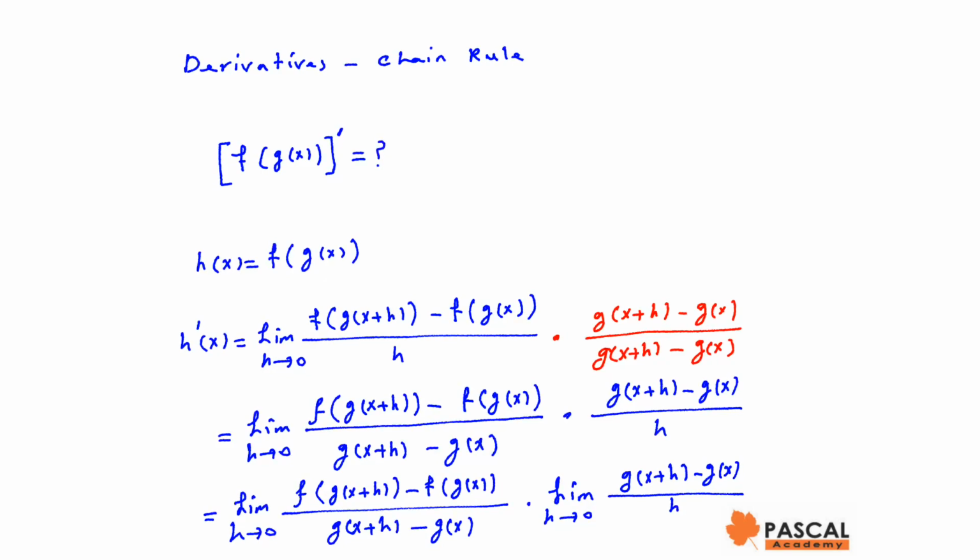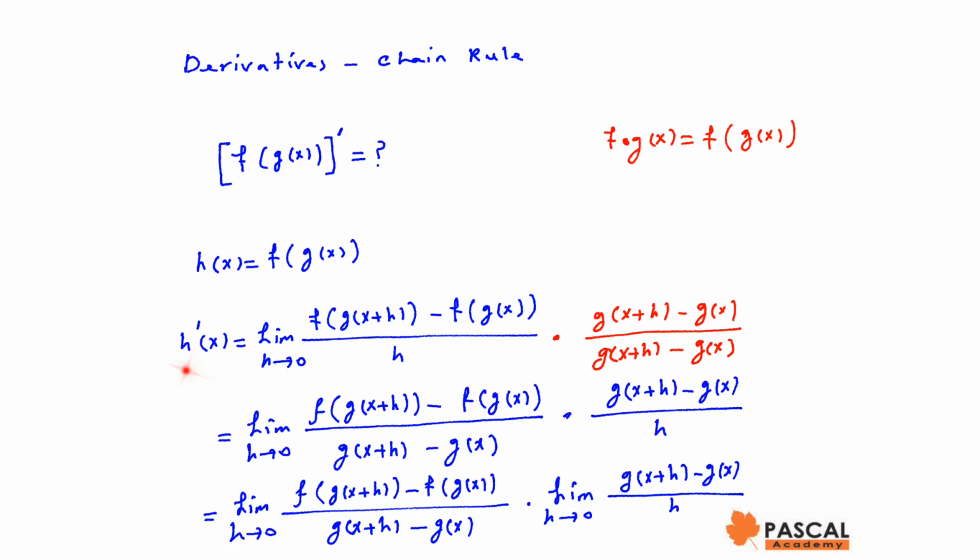In this lesson, we are going to work on the chain rule. Our objective is finding a formula for the derivative of a combination of two functions. f of g of x and f at g of x are the same. Let's start with h of x equals f of g of x.